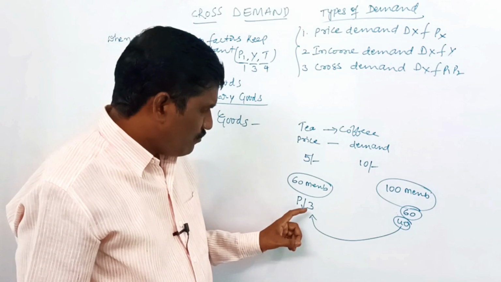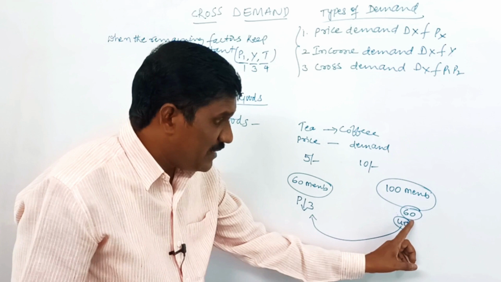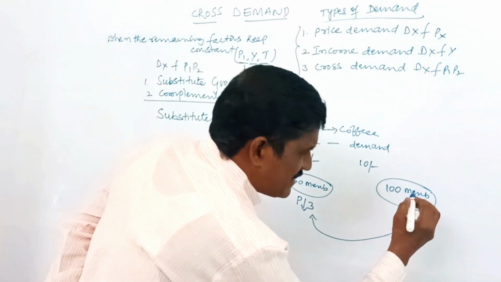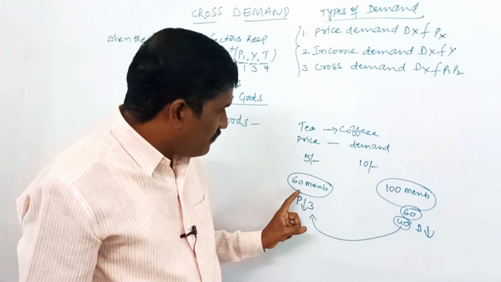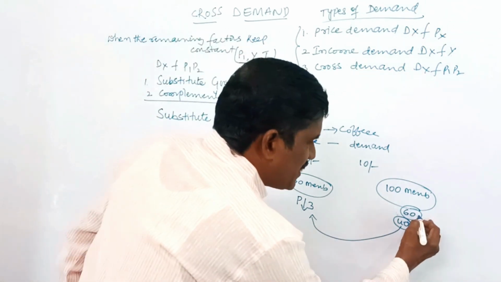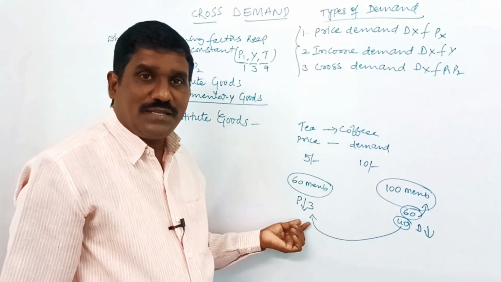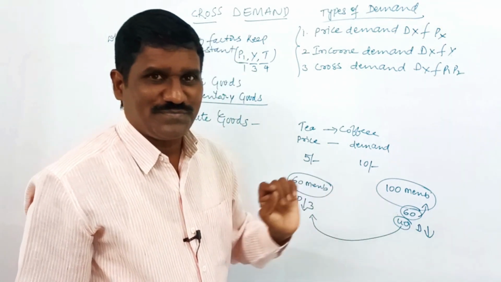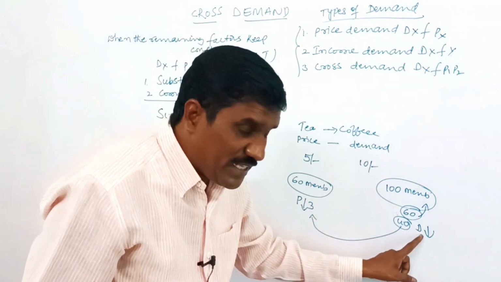What happened here? When the price of tea decreases, the demand of another commodity decreases. At the previous level, 100 members are taking the coffee. When the price of tea decreases, how many people are taking coffee? Only 60. The 40 members are converted to tea. What happened? Price decreases, demand of another good decreases. One good's price decreases, another good's demand also decreases.